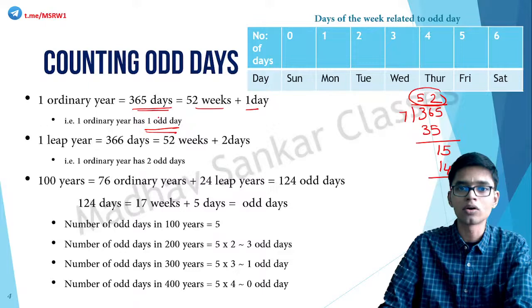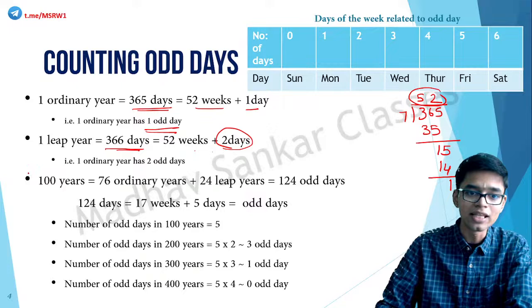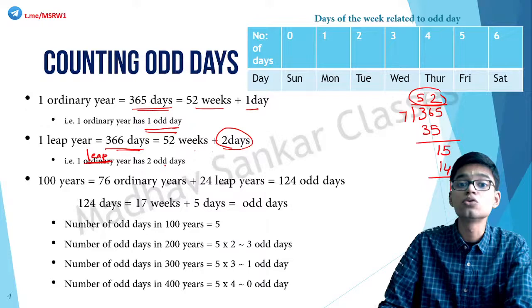What about a leap year? A leap year has 366 days, which means 52 weeks plus 2 days. So one leap year has 2 odd days. Understood? One ordinary year has 1 odd day. One leap year has 2 odd days.